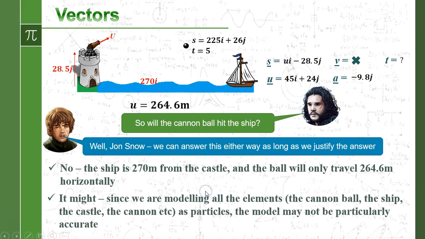But the alternative says, well, it might. We're modelling all these elements as particles, so the cannonball, the ship, the castle. So it might not be the most accurate model in the world. So, for example, is the cannon precisely 270 metres from the ship, or is it a little bit more inland? Is the sea level bobbing up and down, or is it flat? The ship, is the middle of the ship the 270 metres, or is it 270 metres to the prow of the ship? Because when we model things as particles, they don't have size, but clearly a ship, a cannonball, a castle, and all these things do. So you might say, well, 264.6 metres, that's pretty close. So you could answer, well, we could potentially have hit the ship.